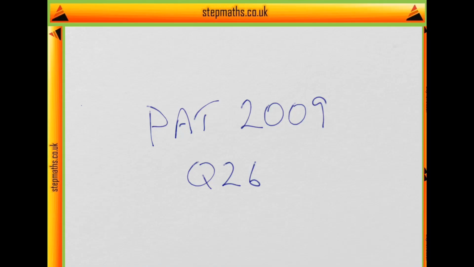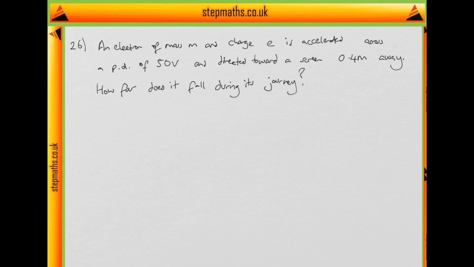Hi. Today we're going to go over the PAT paper from 2009 looking at question 26. Question 26 tells us an electron gun in a cathode ray tube accelerates an electron of mass m and charge e across a voltage of 50 volts and directs it towards a screen. It's fired horizontally towards a screen 0.4 meters away, and we're asked how far does it fall during its journey.